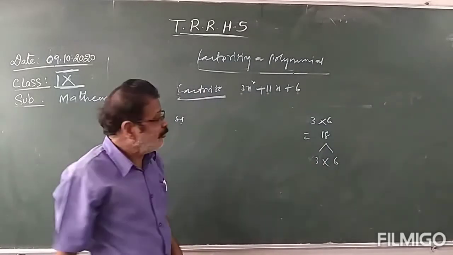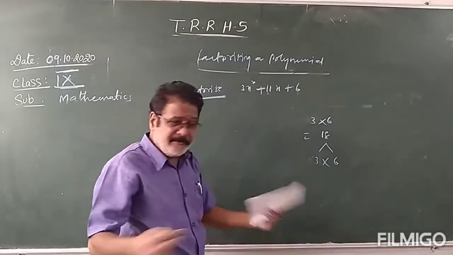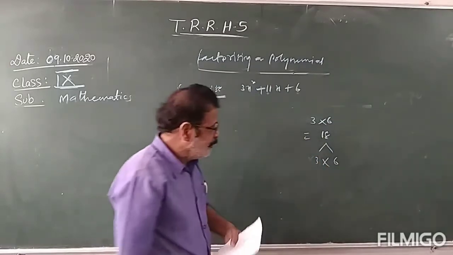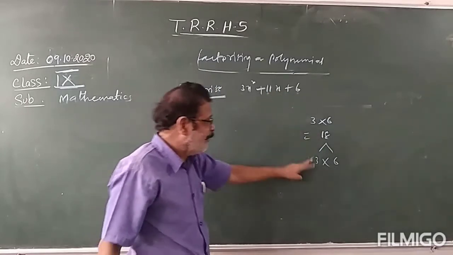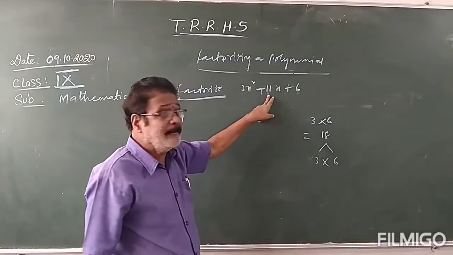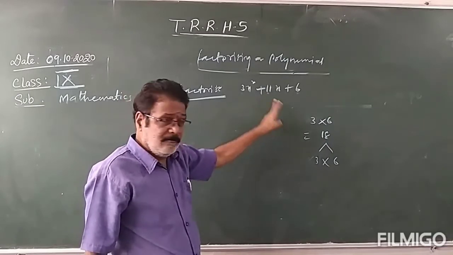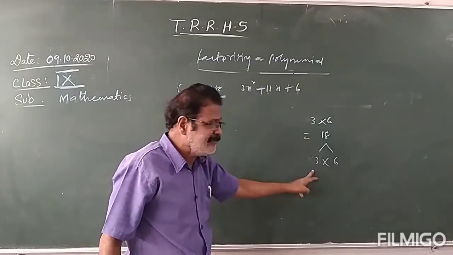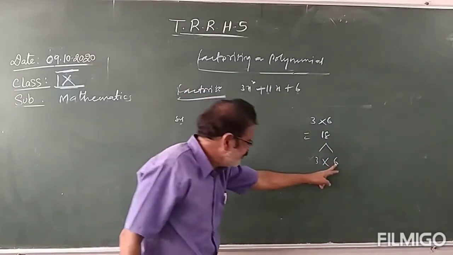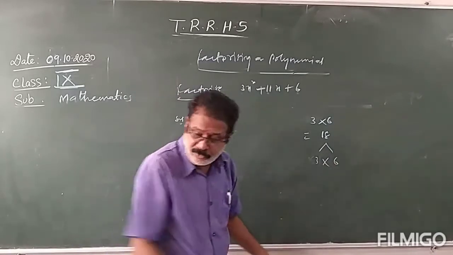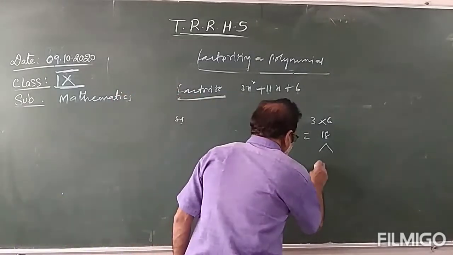So when you split 18 as 3 into 6, the sum of them should be the middle term 11. By adding or subtracting, you should get 11. 3 plus 6 is 9, not 11. 6 minus 3 is 3, not 11. So these are not suitable. Go for another one. 18 is split into 9 into 2.